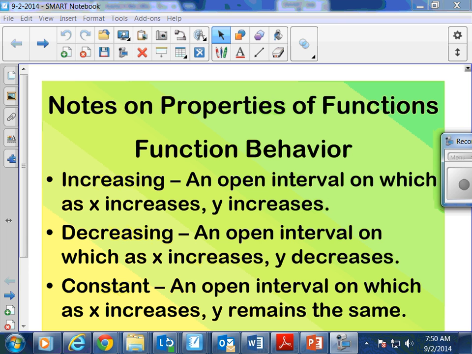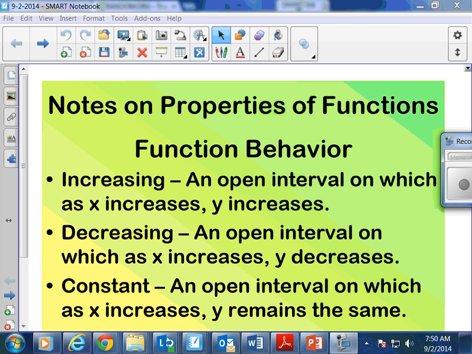Now, one of the first things we're going to talk about with function behavior is an increasing function. Go ahead and write this down. An increasing function is an open interval on which, as x increases, y increases. When we go to the graph, it'll make a little bit more sense. So go ahead and write that down.